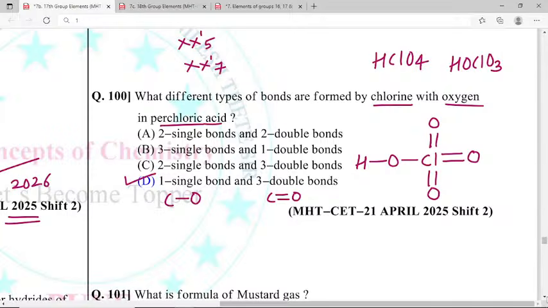Chlorine oxygen bonds. So how many? Single bond 1 and chlorine oxygen double bond 3. Oxidation state +7.